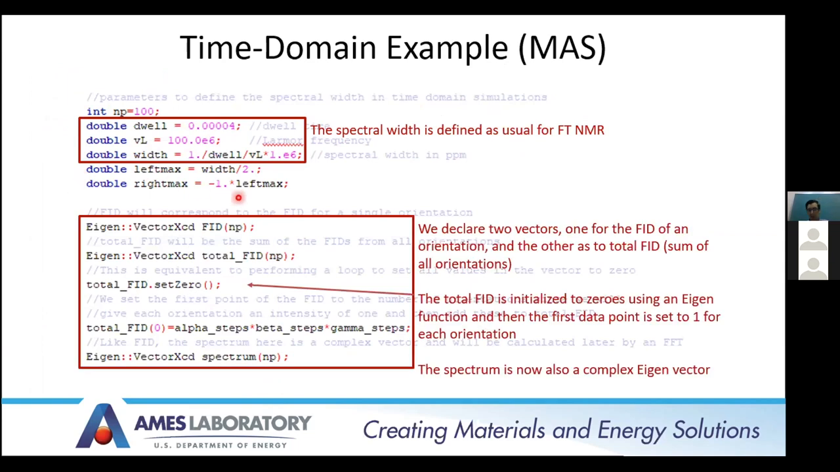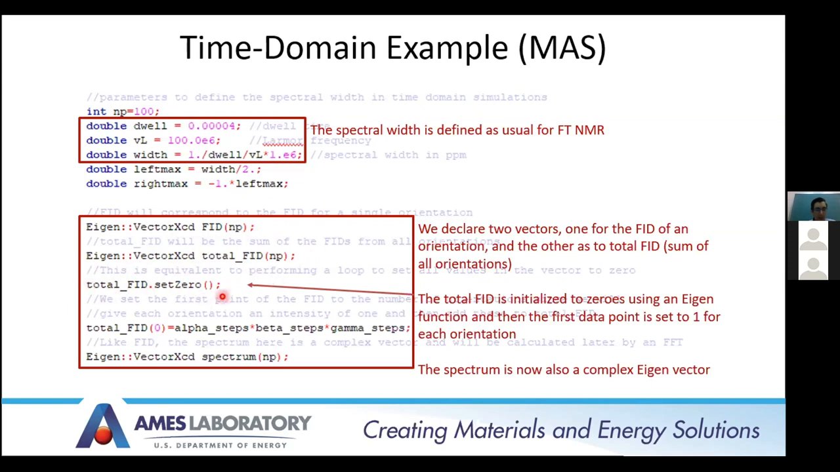And the last thing is, because we'll be using an Eigen function to do the Fourier transform, we need to define the free induction decay and the spectrum as Eigen complex vectors. And so here we define the FID as a vector of complex double. It has NP points. And we also define another one called total FID. So this one will be used to sum the FID of the different orientations, whereas the first one will be used to calculate the FID for a single orientation.